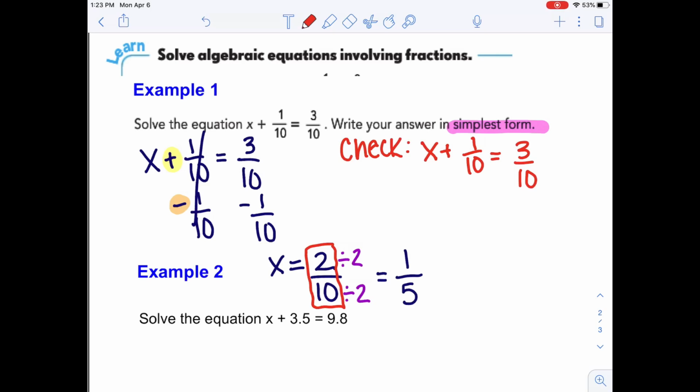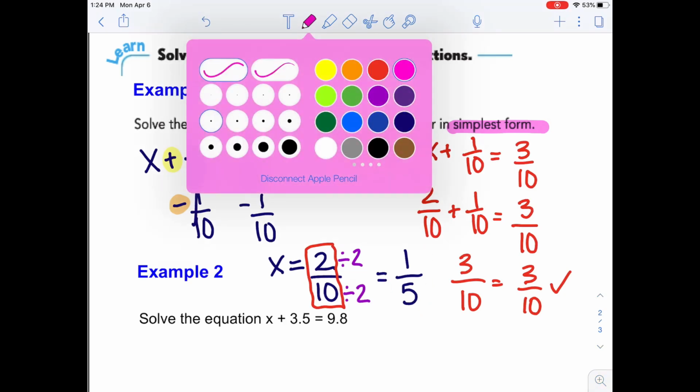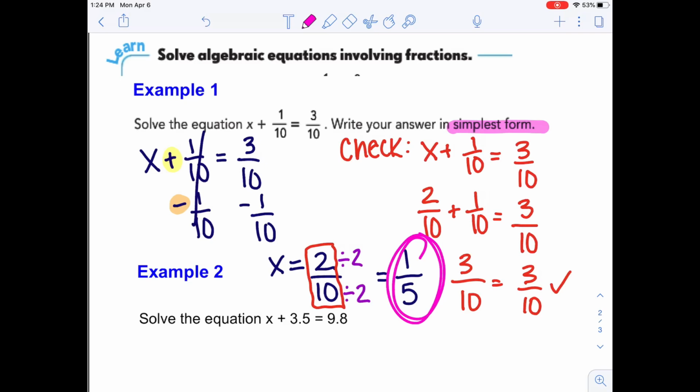Okay, so I'm going to take my 2/10 in for x plus my 1/10 equals 3/10. I'm going to check. 2 plus 1 is 3. My denominator is 10. That's equal to 3/10. They're correct. So this final simplified answer of 1/5, actually, I'll make that another color. There's my correct answer. 1/5 would be my correct answer here for x.